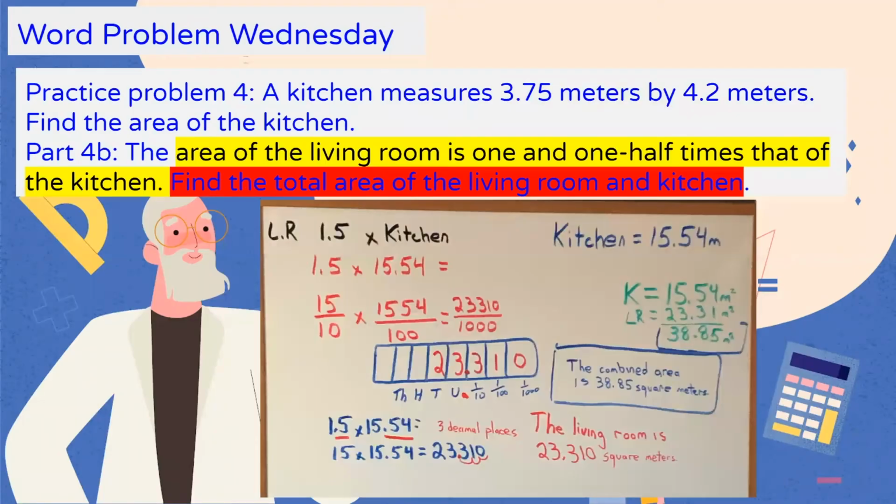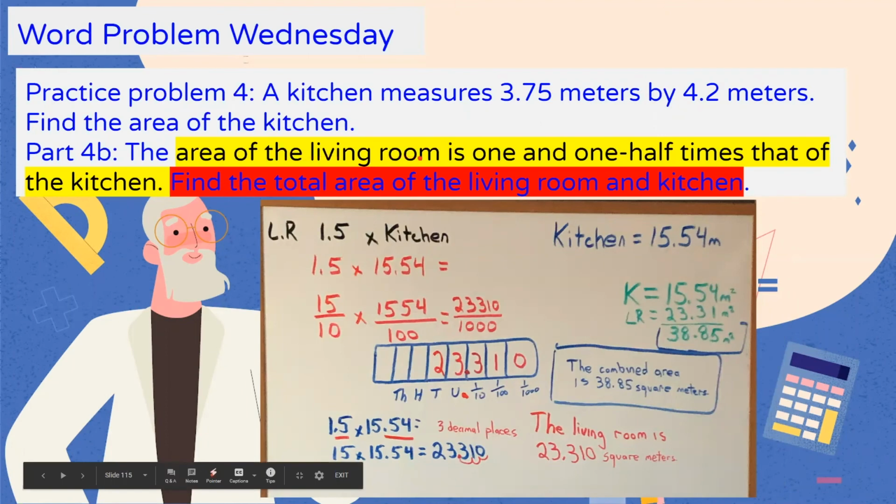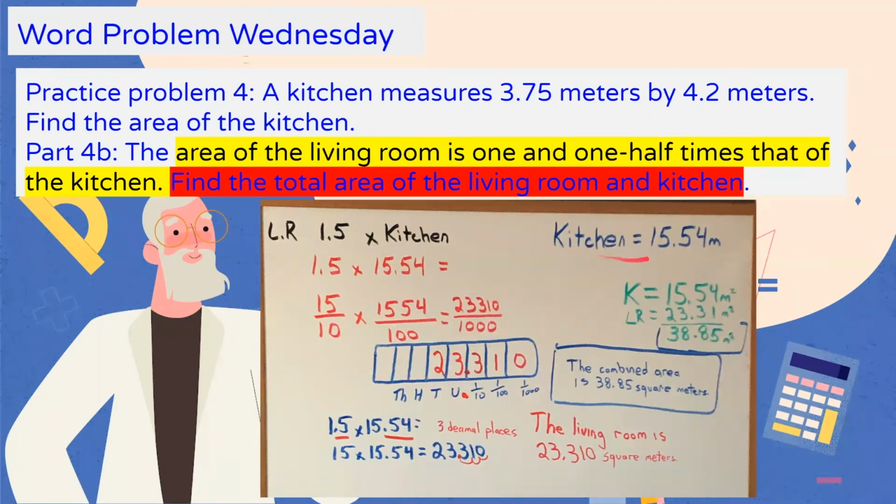Okay, that's the answer to the first part of the problem, find the area of the kitchen. But now our second problem, things get a little more interesting, don't they? It tells us the area of the living room is 1 1/2 times that of the kitchen. And now it wants to know the total area of the living room and the kitchen. So we got to do this in a couple of steps, I think. I wrote up in a corner here that the kitchen was 15.54 meters squared. But now we know the living room is 1 1/2 times the size of the kitchen. So the simplest way to do that is multiply 1 1/2 by 15.54, our kitchen area.